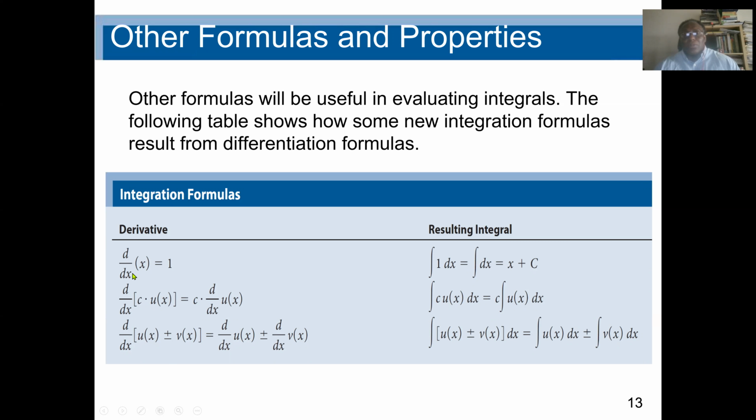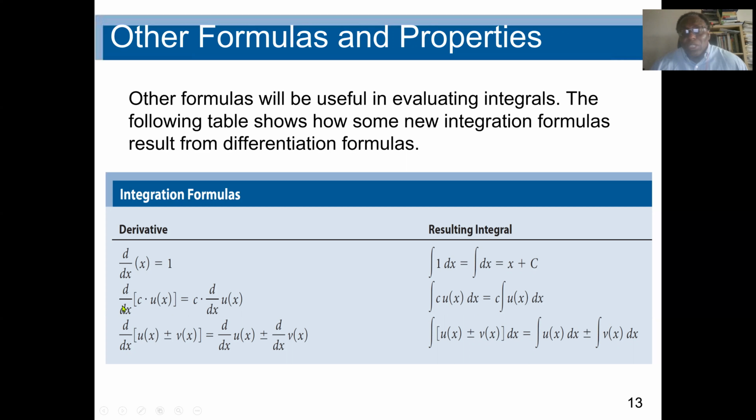So other formulas and properties, we have a couple of formulas here. Derivative of a constant: when we have only x, the derivative of x is 1. Now to find the integral of 1, it should give us the opposite. So the answer will be x. So I know the derivative of x is 1. Now the integral, or the antiderivative, of 1 will give me x.